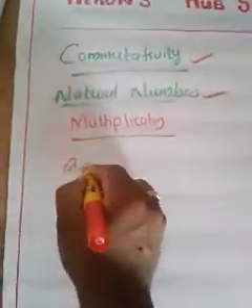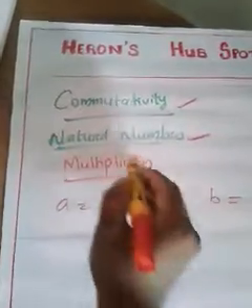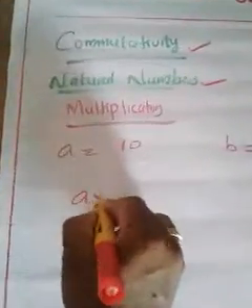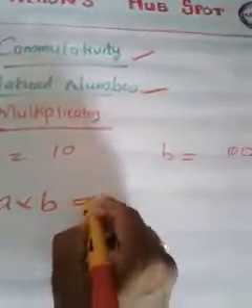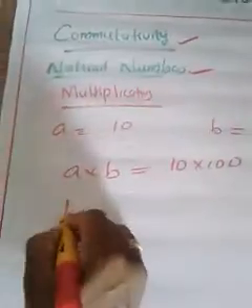In multiplication also we need two numbers a and b. Can you tell me any two numbers? Those two numbers should be natural numbers, like 10 and 100. Then what is a into b? Can anyone tell me? A into b is nothing but 10 into 100. What is that? 1000.